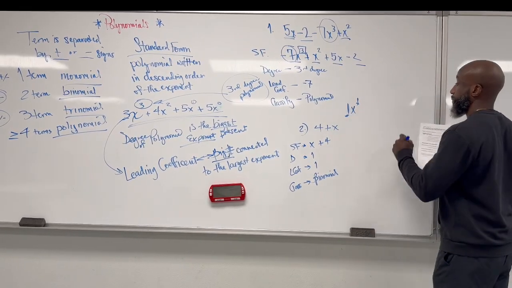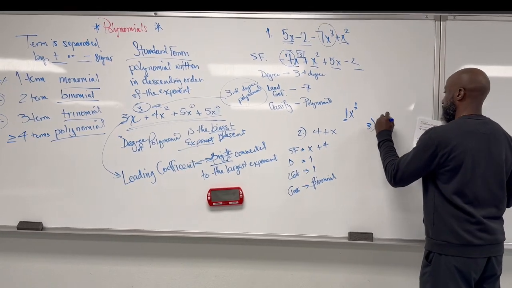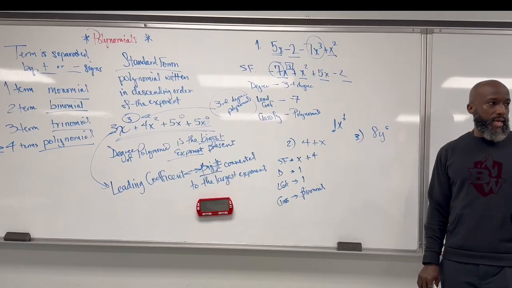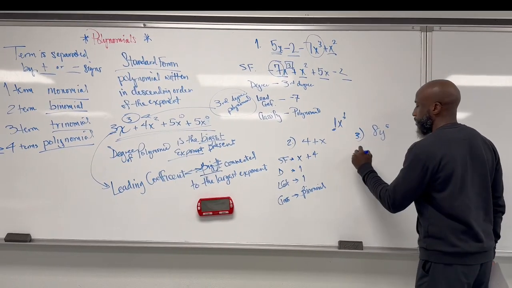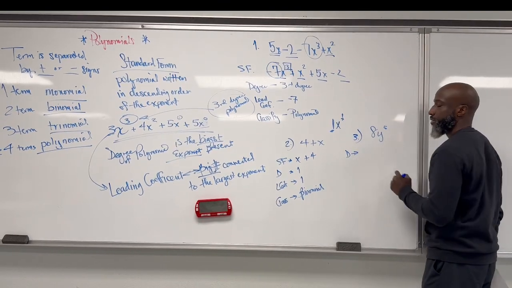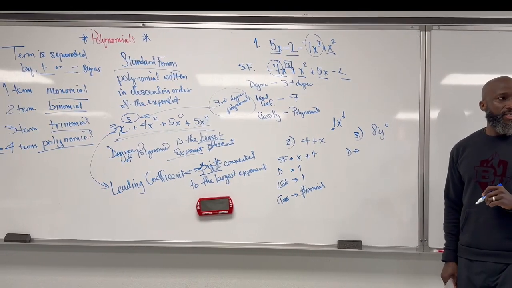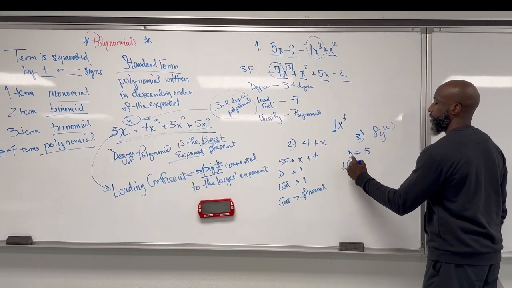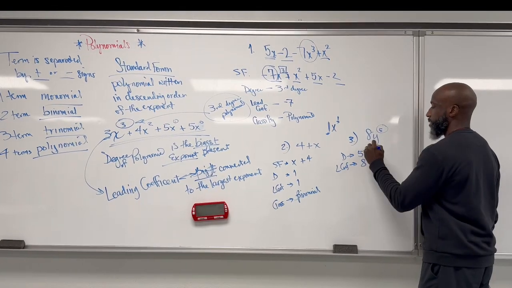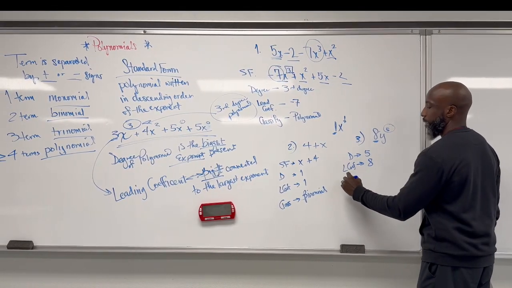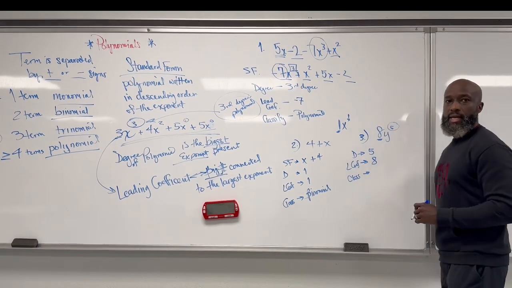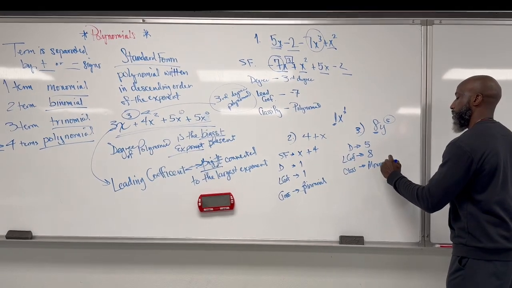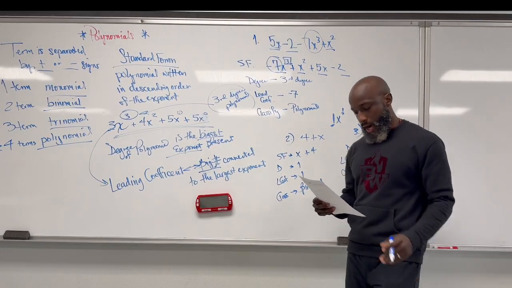All right. Number 3. 8y to the 5th. Is that in standard form? Yeah, there are no other terms. All right. So that's in standard form. What's the degree of the polynomial? Say it louder. 5. 5th degree. All right. What's the leading coefficient? 8. That's the number in front. All right. Classify. What class is this? How many terms you got? 1. So monomial. All right.